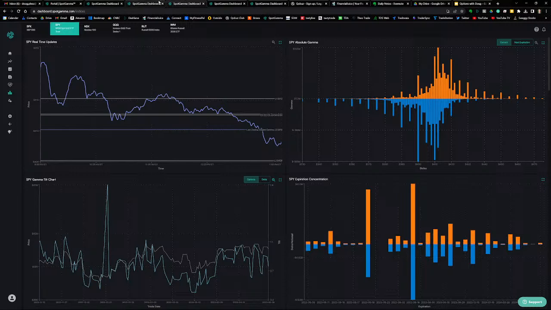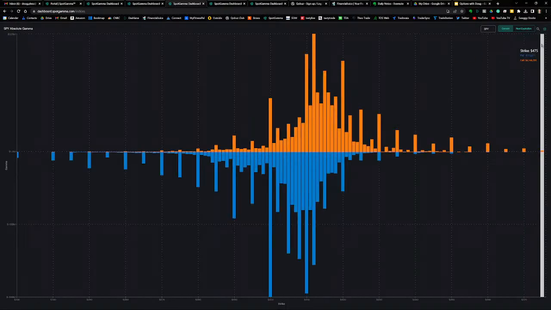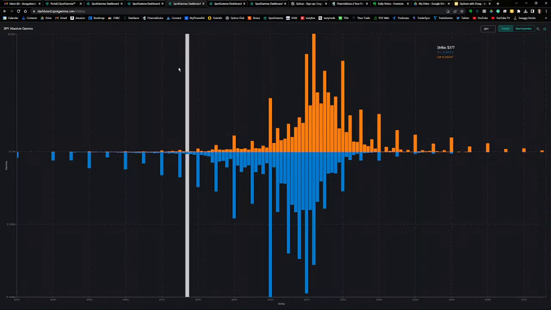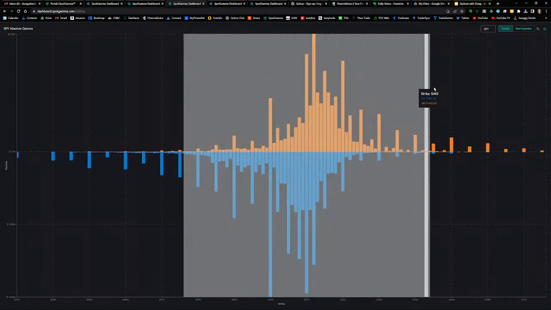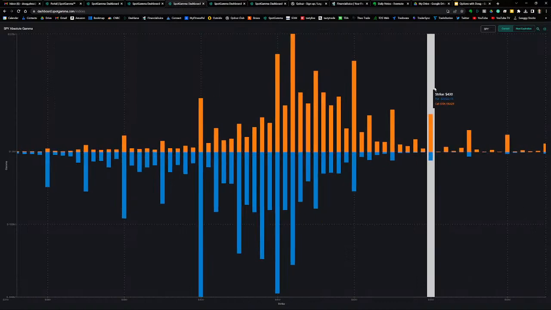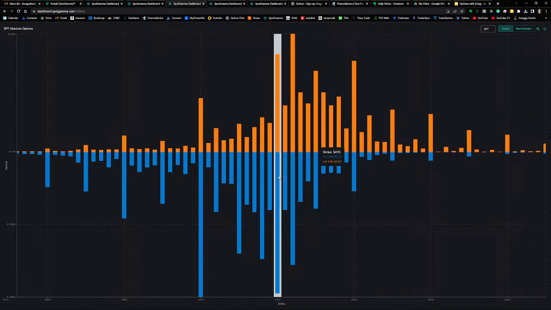Okay, so let's take a look at the gamma levels for SPY now. And for SPY, there were some shifts in levels. I'm going to zoom in on this chart. So first of all, the absolute gamma strike for SPY did drop from 412 yesterday to 410 today.